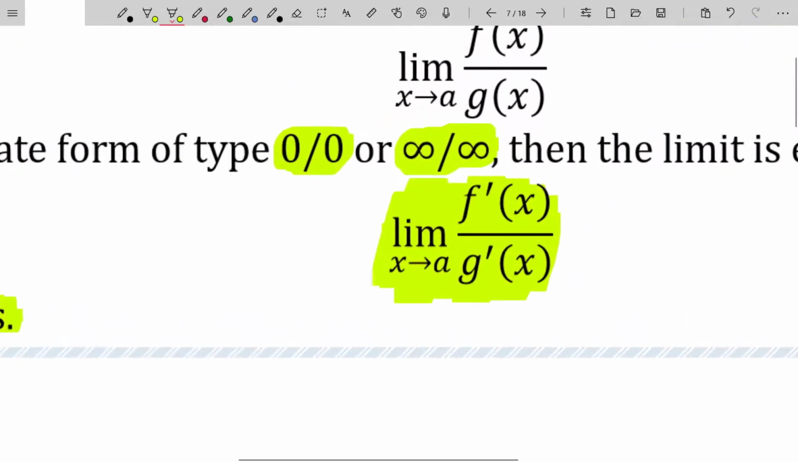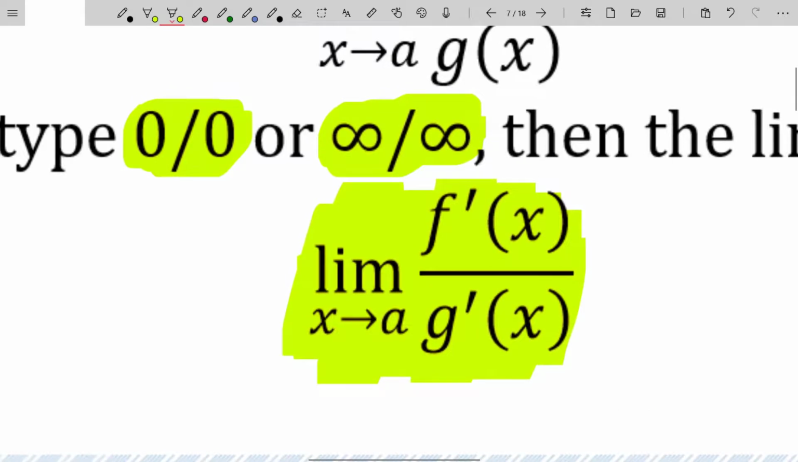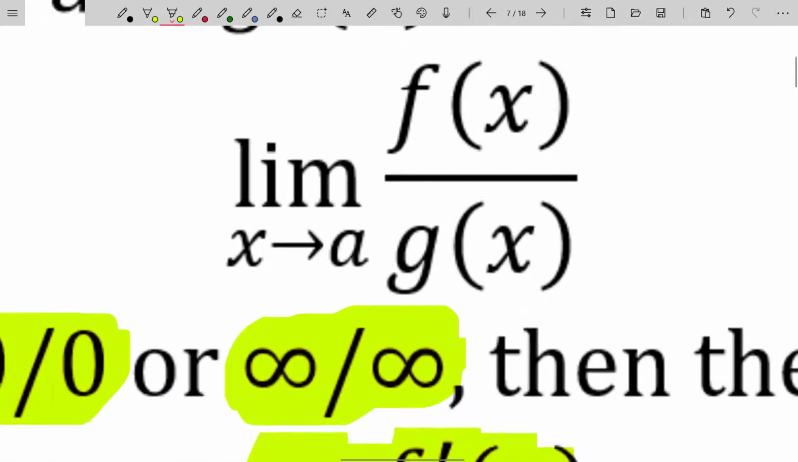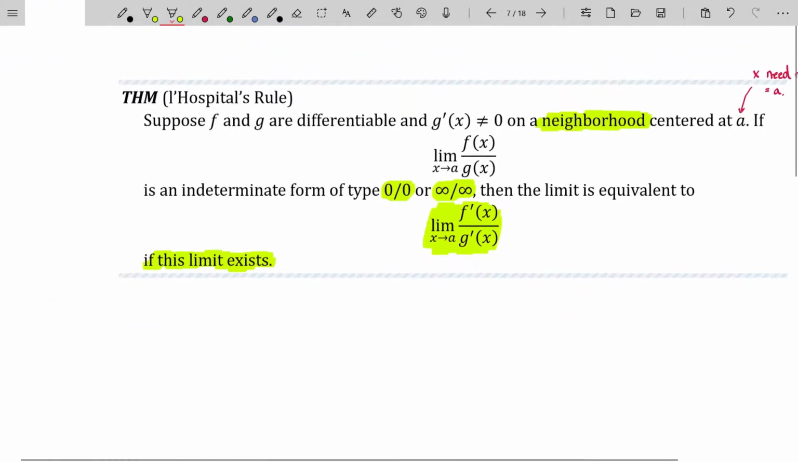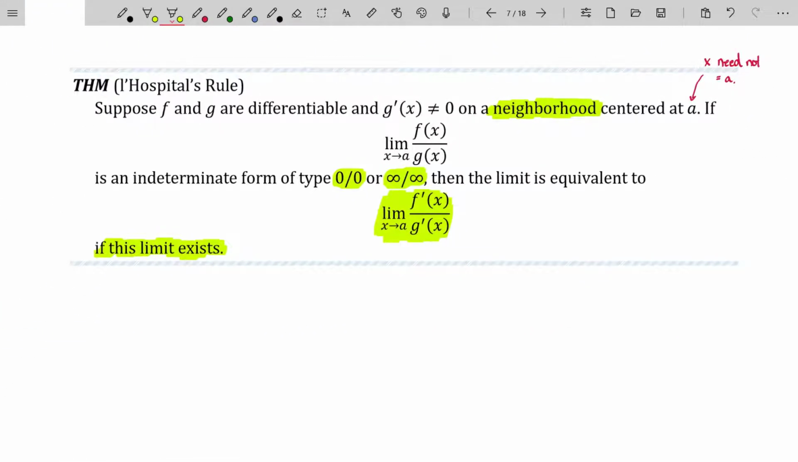Critical in this conversation is that this limit right here of f over g has to be indeterminate of form 0 over 0 or infinity over infinity. Now, I was going to prove this theorem, honestly, but as I started writing out how I wanted the proof to go, I realized it's going to be a little more wordy and challenging to follow and almost not worth it. In fact, it's really not worth it, because I think a lot of people would just get lost on the technical details of the proof itself.